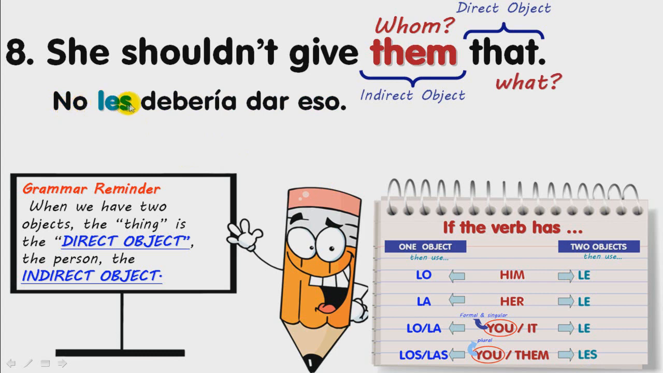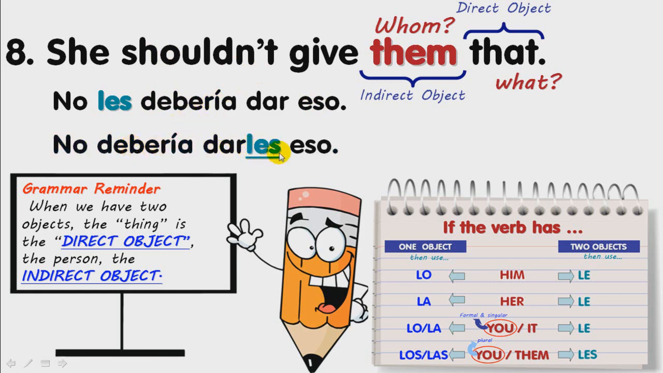No les debería dar eso. And as we have two verbs, we have another possibility. No debería darles eso. Remember, when we have two objects, we use the le variant. Le, les.